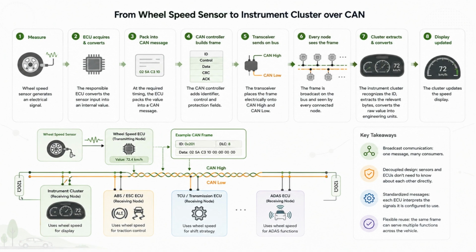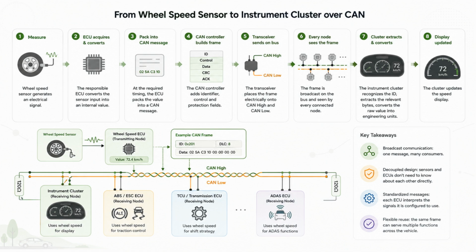Let us follow one simple vehicle example. Assume a controller measures wheel speed. The sensor information reaches the responsible ECU. That controller converts the local measurement into an internal value. At the required timing, it packs that value into a CAN message. The CAN controller attaches the identifier, control, and protection fields. The transceiver places the frame electrically onto CAN high and CAN low.